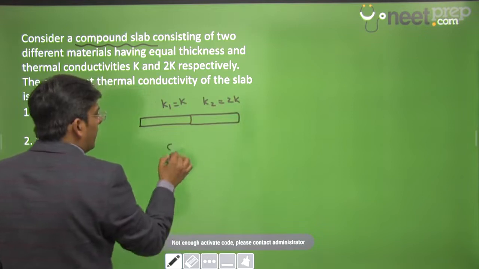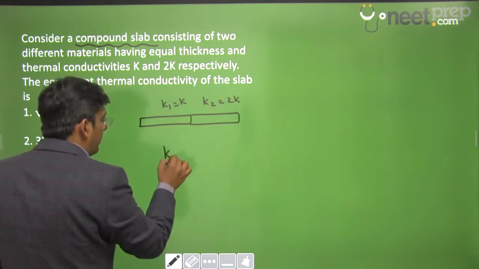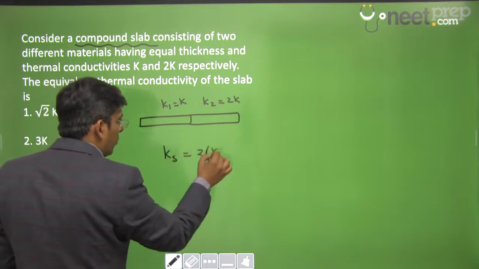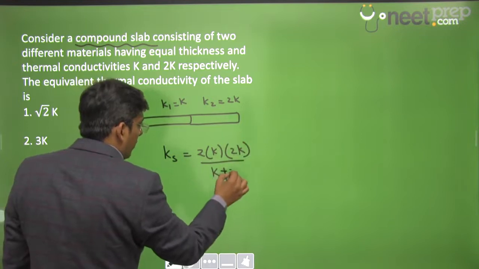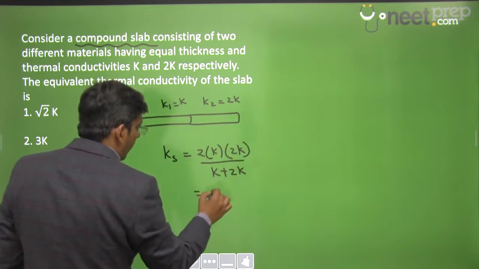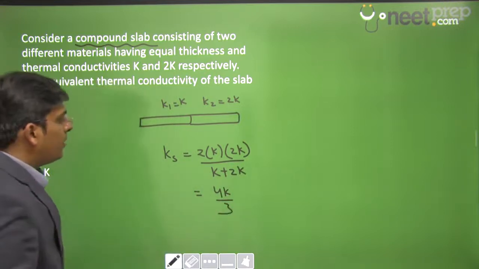This thermal conductivity is given by 2 times K1 K2 divided by K1 plus K2. So we are going to get 4K by 3 as the answer, an easy one. Dear students, kindly note down.